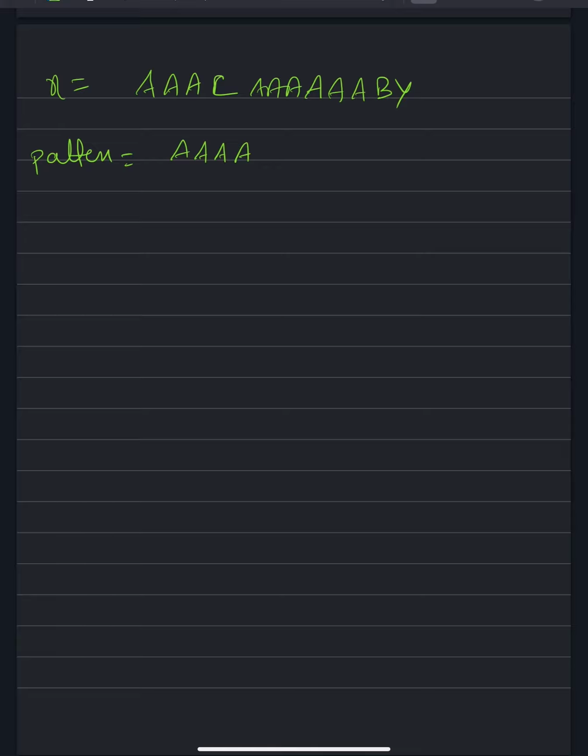If we start matching, there are multiple ways. One is brute force, which takes O(n*m) time, where n is the size of the input array X and m is the size of the pattern. In this, we just keep on moving.